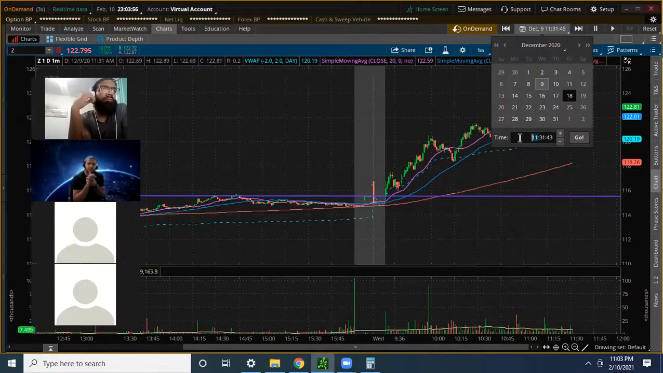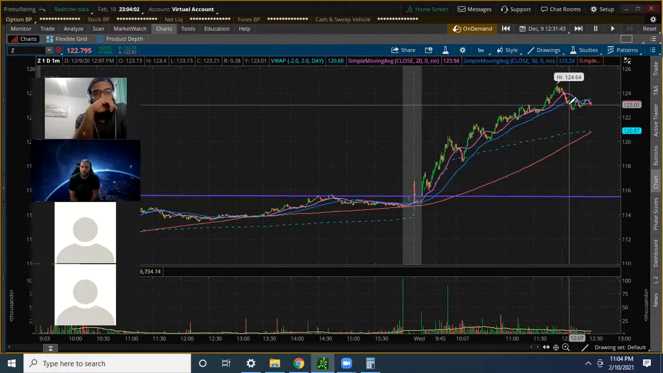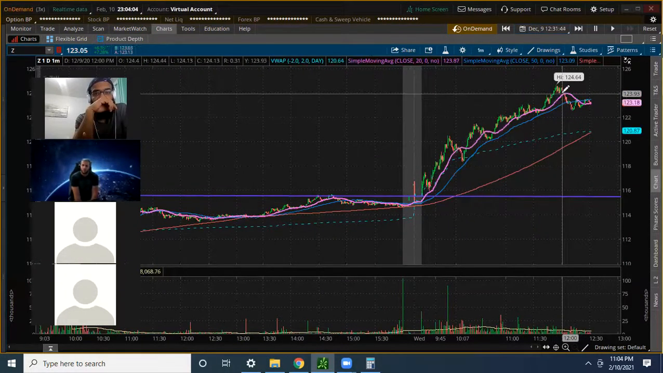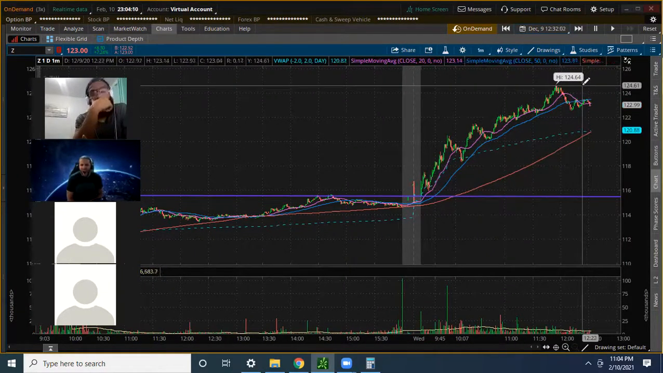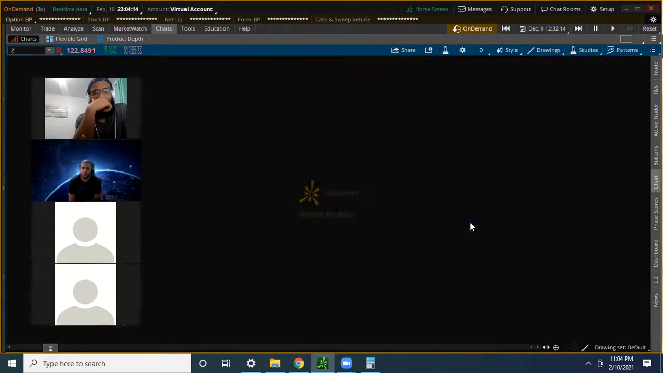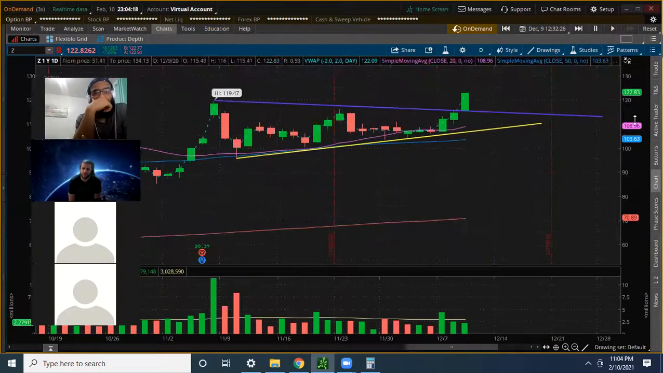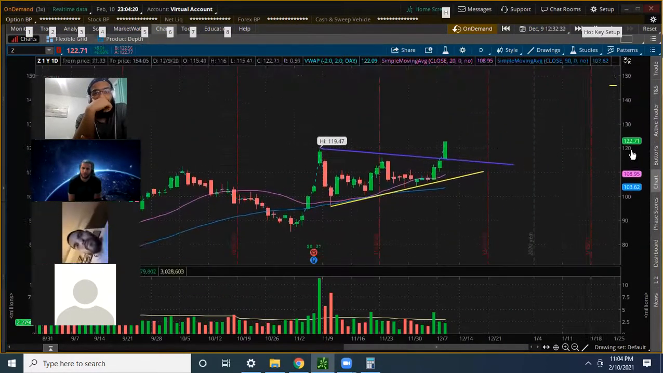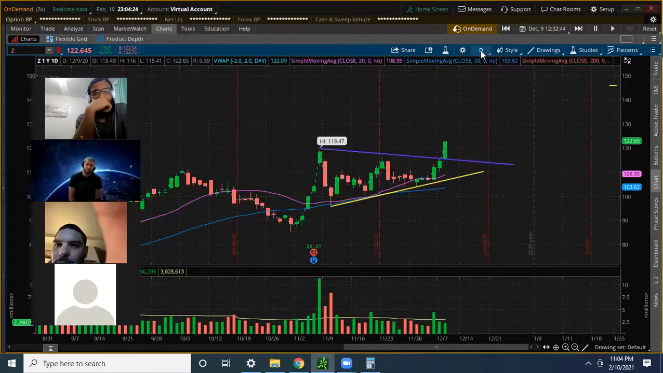Let's go to 12:30. I think 12 o'clock was the end of the run. Yep, exactly at 12. 11:54 was the high of the day, 124.64. And let's look at what that looks like on the daily chart. Look at that. Beautiful. Textbook. This is a textbook breakout.